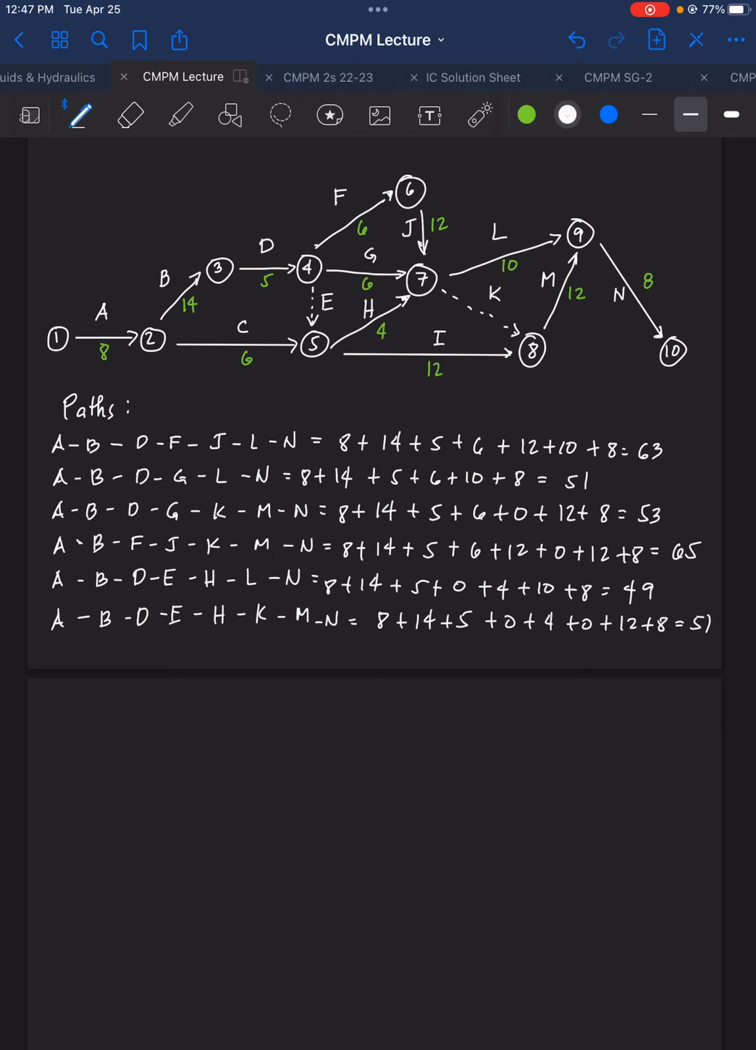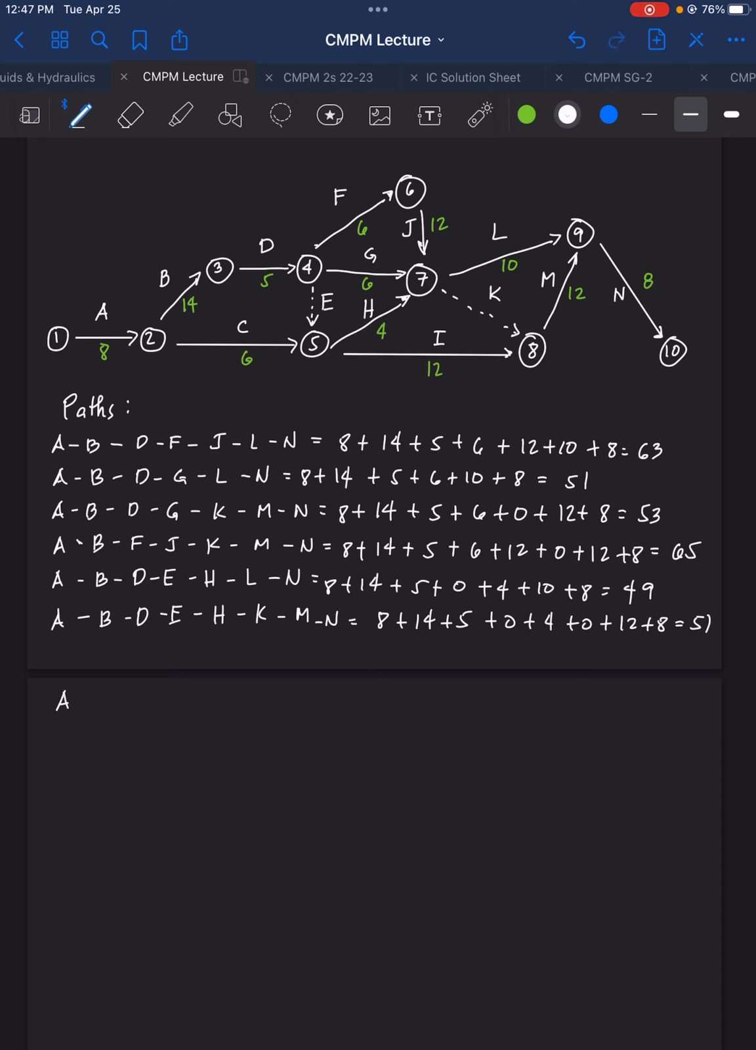Okay, so we already have 6 paths: 1, 2, 3, 4, 5, 6. How about the 7th? I can still see more. So A, B, D, E, I, M, N. Okay, so that's another path.